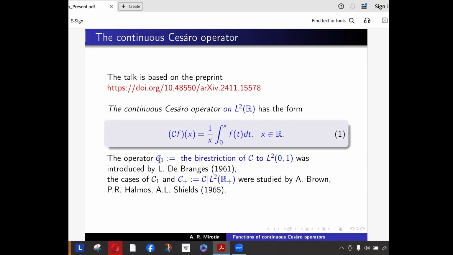And C sub 1 denotes the restriction of this operator to the space L2 over the unit interval. It was introduced by de Branges in 1961. In the following, C plus denotes the restriction of C to L2 on the half line. Both C1 and C plus were studied by Brown, Halmos, and Shields in the seminal paper in 1965.